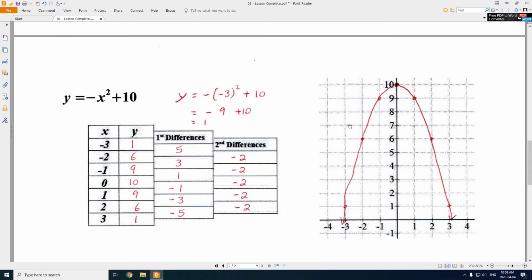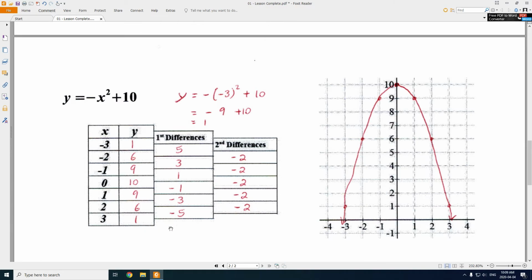Okay, in this case, it's still a U-shape. It's still a parabola. It looks a little bit different because it's flipped upside down. What we might notice here is that we added this 10, which has moved it up by 10, right? But the big difference is that negative out front. That's what's flipped it upside down. We say that it's a negative coefficient at the front. That makes it open downwards.